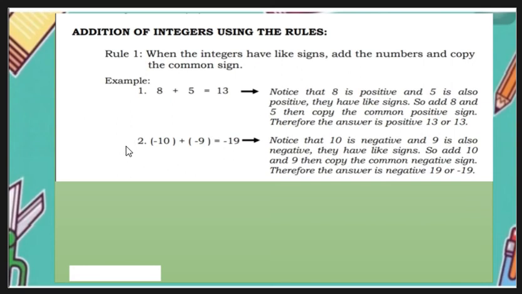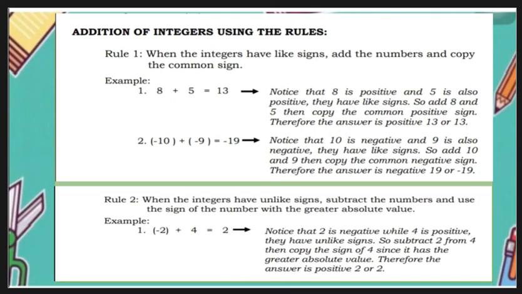Example number 2: negative 10 plus negative 9. Same sign, right? Both negative. Therefore, negative 10 plus negative 9 is equal to negative 19. Notice that 10 is negative and 9 is also negative. They have like signs. So what is their sign? Negative. So add 10 and 9, then copy the common negative sign. Therefore, the answer is negative 19. Okay, next.